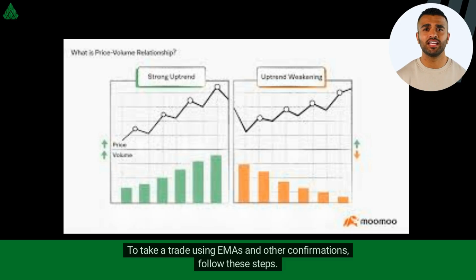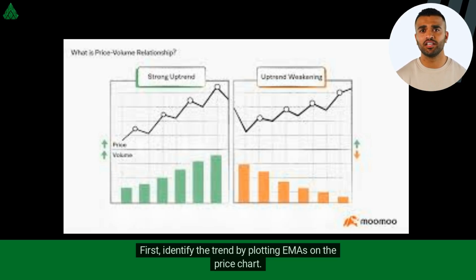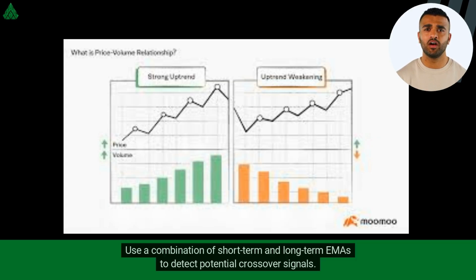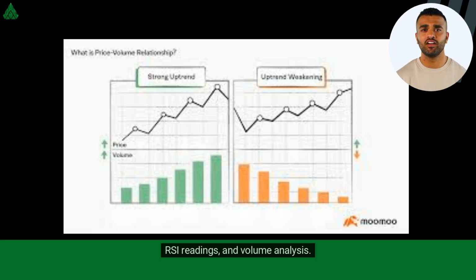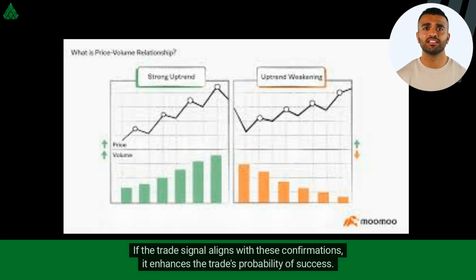To take a trade using EMAs and other confirmations, follow these steps. First, identify the trend by plotting EMAs on the price chart. Use a combination of short-term and long-term EMAs to detect potential crossover signals. Once a crossover is identified, check for additional confirmations such as support and resistance levels, RSI readings, and volume analysis. If the trade signal aligns with these confirmations, it enhances the trade's probability of success.